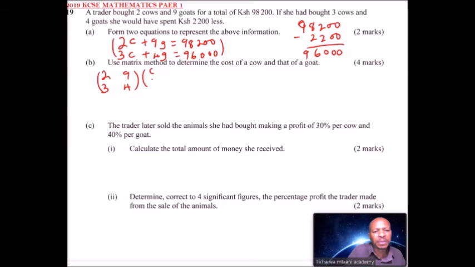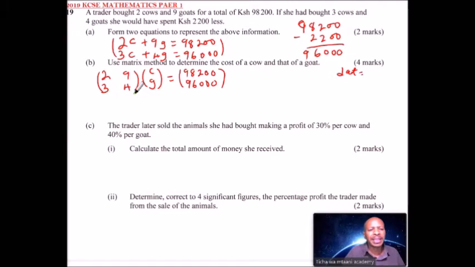Here we have C and G is equal to the matrix of the cost, that is 98,200 and 96,000. So that's how you form the matrix. We need to get the value of C and G, and to get this you can multiply both sides by the inverse of this matrix. To get the inverse, we need to get the determinant.